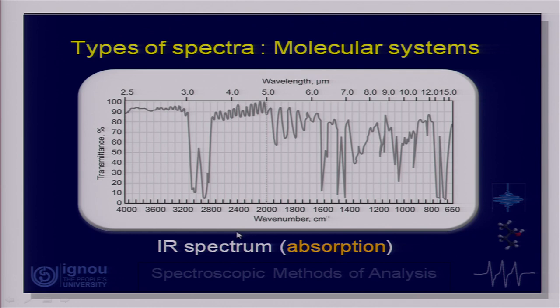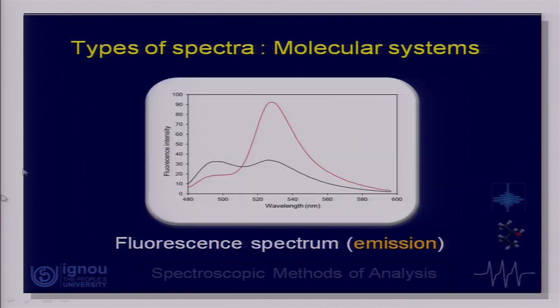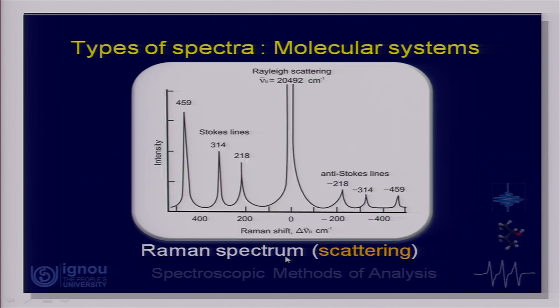Let's take yet another example. This is a fluorescence spectrum. On the y-axis I have fluorescence intensity as a parameter, and on the x-axis I have wavelength. If you look closely, here again the spectrum is a broad band. So this is an emission spectrum, because we learnt in the previous session that the fluorescence spectrum is an emission spectrum.